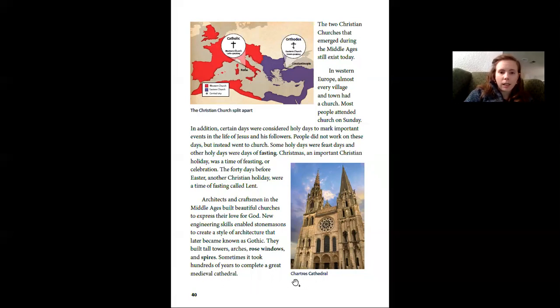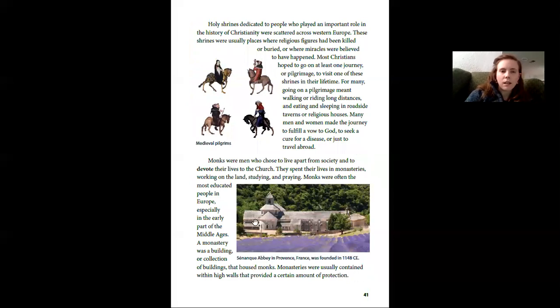So here's the Chartres Cathedral, and I see here there's a rose window, and then these are the spires. So they're shaped like cones up on top of these tall towers. It would take hundreds of years. They didn't have any kind of machinery to help them. They had to build it by hand.